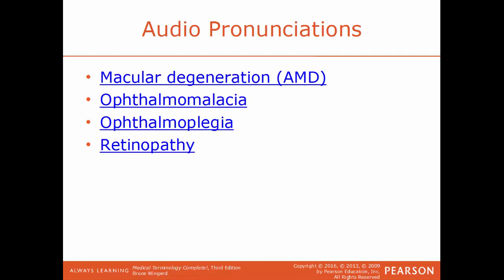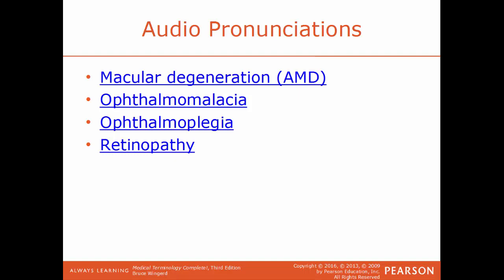See our next term, macular degeneration. Sometimes this is referenced as the AMD, age-related macular degeneration. This is the leading cause of severe vision loss in people who are 60 years old and older. And the macula is the center part of the retina. So as we age, that will start to break down and deteriorate.